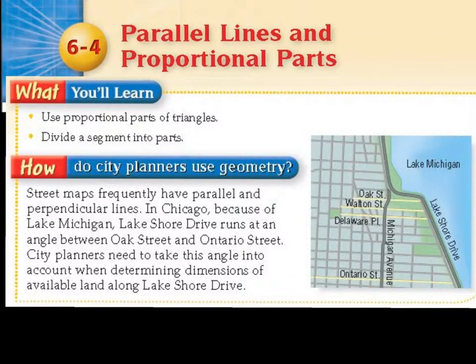How do city planners use geometry? Street maps frequently have parallel and perpendicular lines. In Chicago, because of Lake Michigan, Lakeshore Drive runs at an angle between Oak Street and Ontario Street. City planners need to take this angle into account when determining dimensions of available land along Lakeshore Drive.